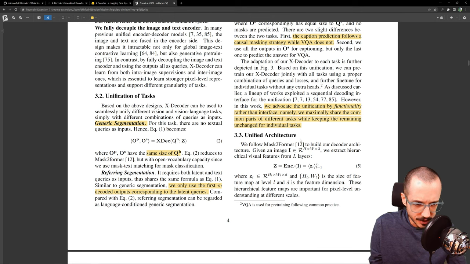Okay, unified architecture. So they're basing this on this model here, Mask2Former, which I assume is probably just an earlier work by this research group. So they have their image, which, again, we described it earlier. We extract hierarchical visual features from L layers.